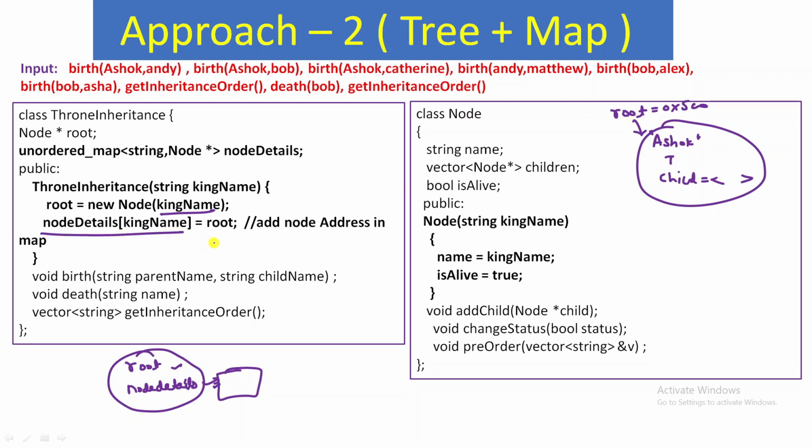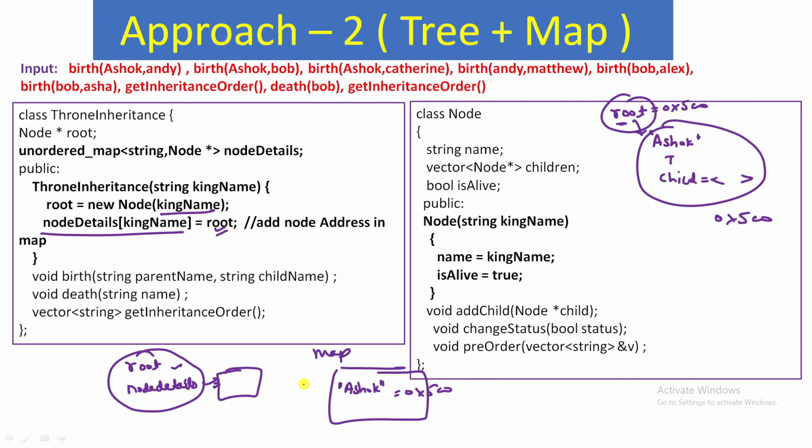Okay, in the map the address of this node Ashok will be stored. So I will be creating a different node, basically a map here. There will be a string Ashok, and what is the address of the node which is containing the Ashok? That is this. So the address is, let's say, 0x500. So basically 0x500 will be stored, and 0x500 is basically the root. That's why I'm storing the root.